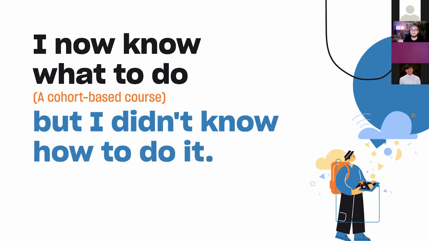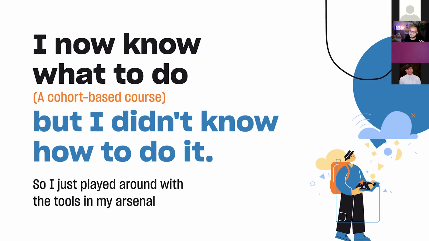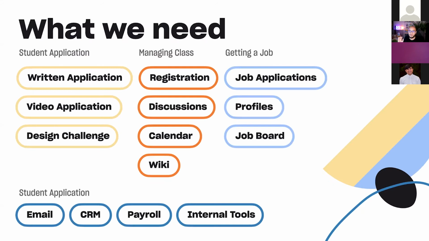But I didn't know how to do it, or maybe I knew in the back of my head, but I didn't know the stack, I didn't plan all of it. So I just played around with my arsenal. I knew possibly Zapier can help me figure this out, and maybe I could do it through Airtable. So as with any MVP, I just figured out, okay, what do I need to get this going?